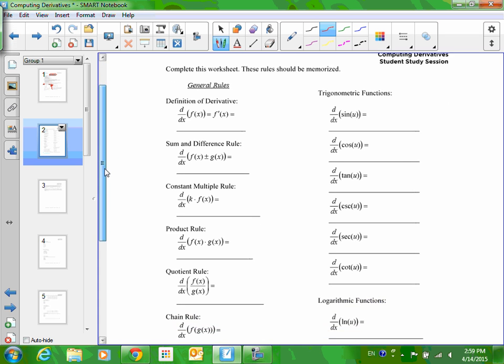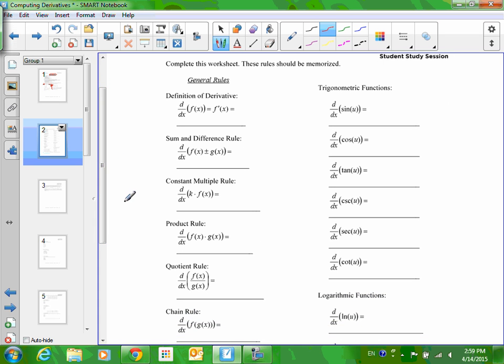All right, so let's look at this. We're going to complete this worksheet. It says these rules should be memorized. They're also on your yellow card. So we're going to write them down here. At some point, they're going to make it to your yellow card, and you don't have to do that today. You may want to do that tomorrow or this weekend, just as review.